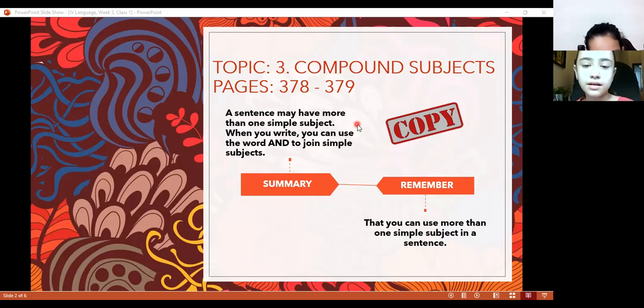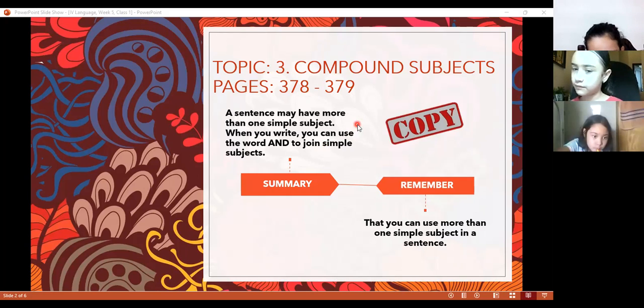So compound subjects, in other words, it means that we have in the sentence a subject and we have two simple subjects together. That makes a compound subject because we have two simple subjects, or we can have more than that. It depends on the sentence, but we can have two, and we use the word and to join these simple subjects. When you see in the subject the word and joining these two simple subjects, you know that it's a compound subject.